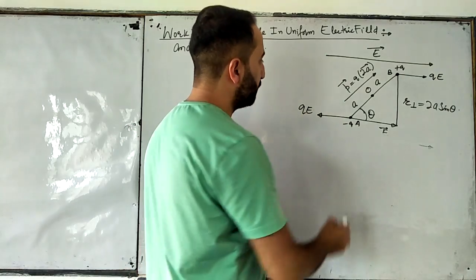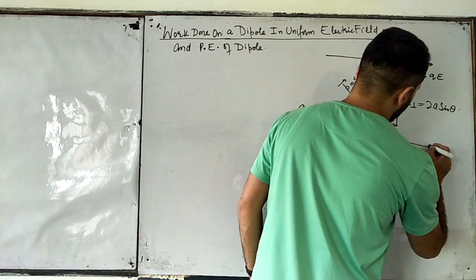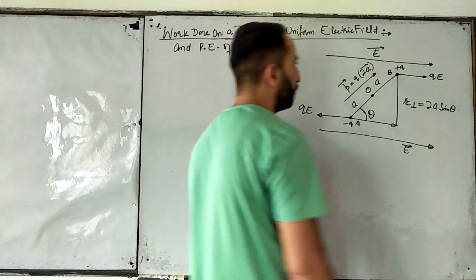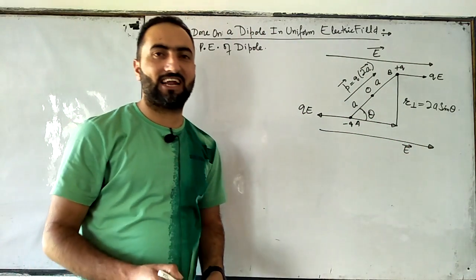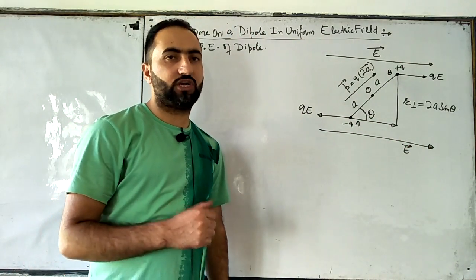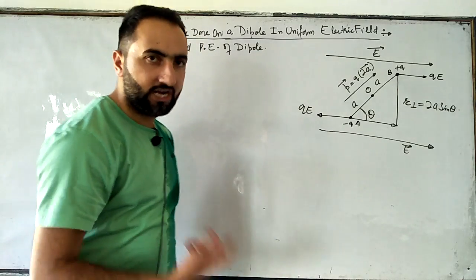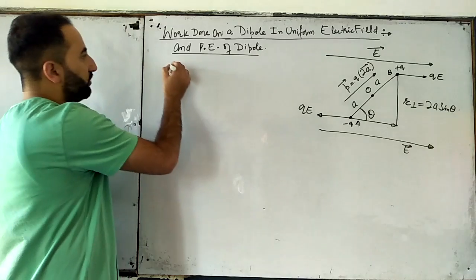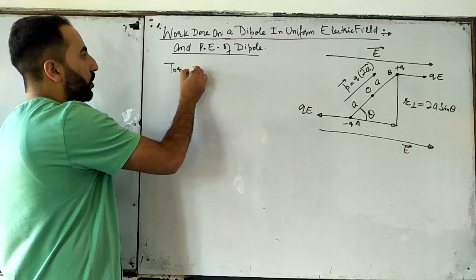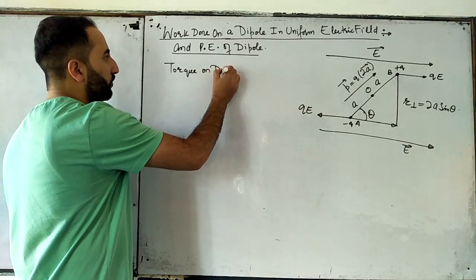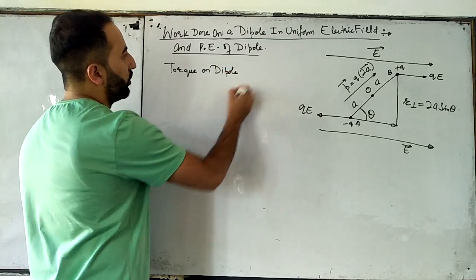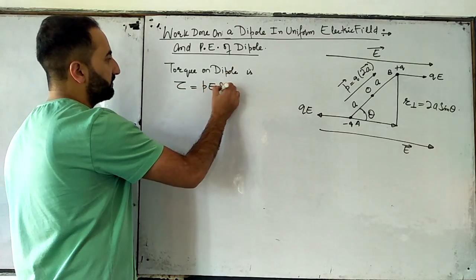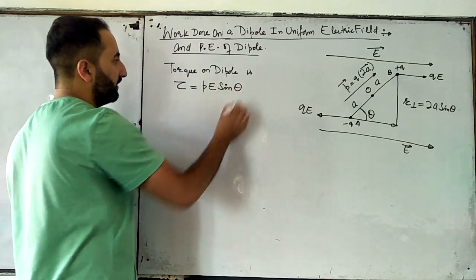Okay, so the dipole is placed in a region of uniform electrostatic field. So this is the electrostatic field. This external electric field tends to rotate the dipole, and hence does work on the dipole. Pay attention here, beta. I am going to start with the torque on the dipole. We have already calculated that: torque is equal to PE sin theta. Clear?